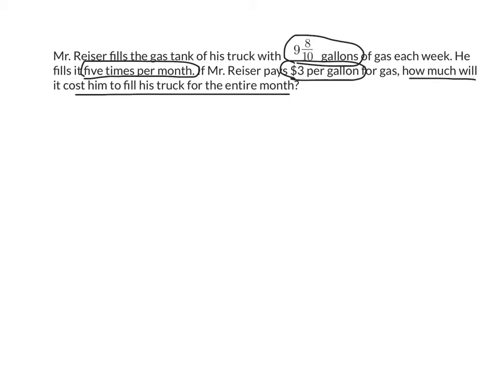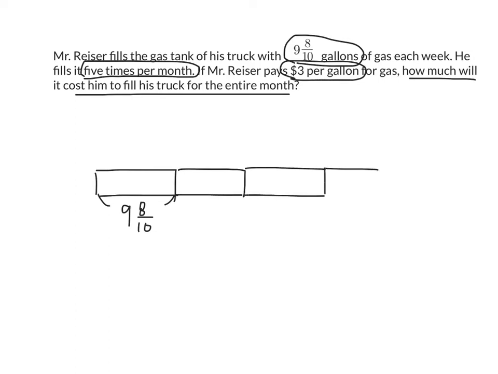Okay. So now we have to draw a picture. We know that one time that he fills his tank, he gets 9 8/10 of a gallon. Right? And we know he does this how many times? 5 times. So we're going to draw a tape diagram that shows 5 times of 9 gallons, 9 8/10 gallons.